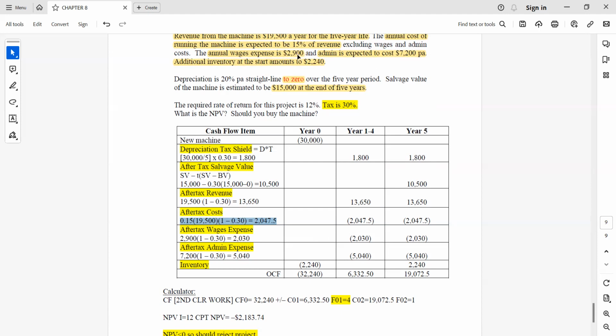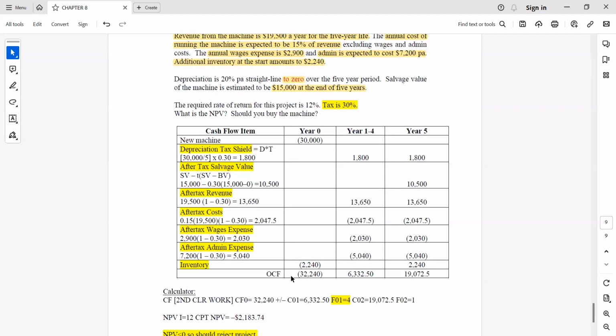Now you have your wages 2009 and admin cost at this amount, but you cannot straight away write 2009 and 7,002. Why? Now I know these two are my expenses. I know both are negative and I incur all this in every year from year 1 to year 5, but I cannot just key in all these numbers into the table because I will need to adjust for tax. Correct. So adjusted for tax is 2030 for wages and 5040 is admin expense. Okay, and lastly, inventory is my working capital. Year 0, you put negative, and year 5, you get positive.